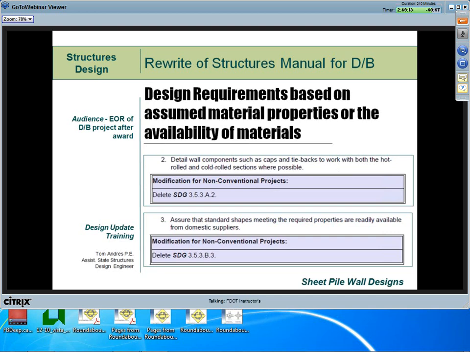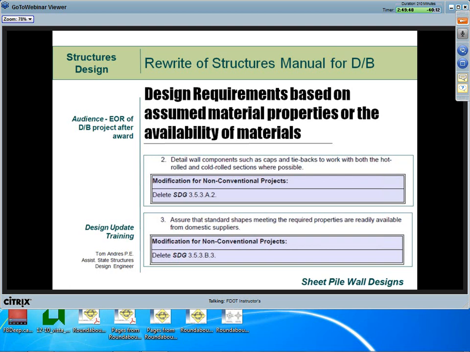Okay, here are two examples of where design direction is geared towards the availability of materials and allowing options. The first example is about accommodating both hot and cold rolled shapes. The second example is about the availability of the rolled shapes specified. The point is that on a design, build, and P3 job, it is up to the design, build firm or concessionaire to ensure that everything works. So these availability requirements are not required on design, build.